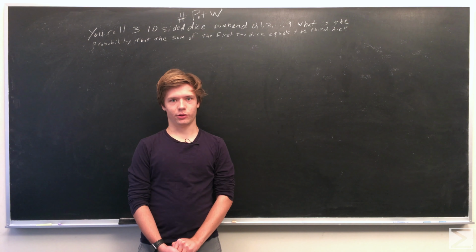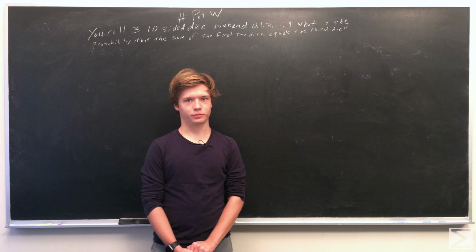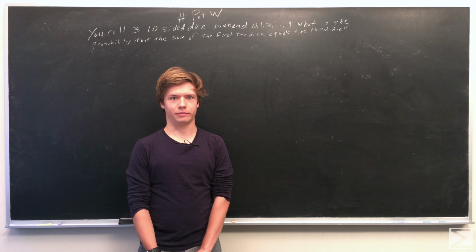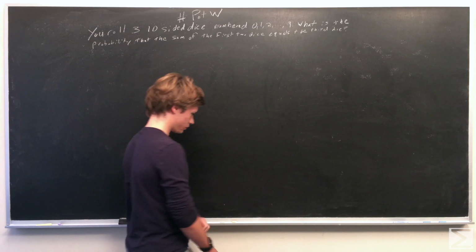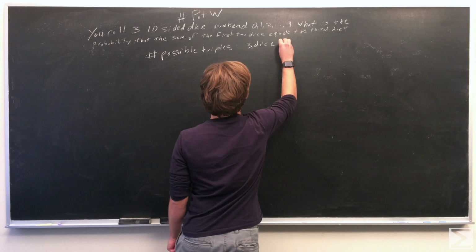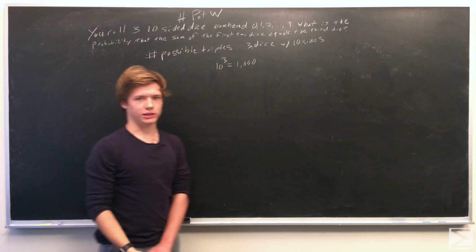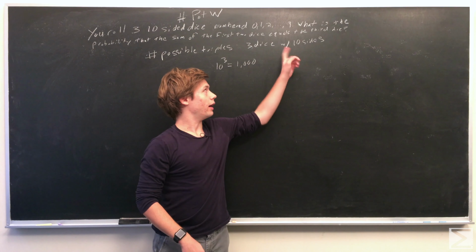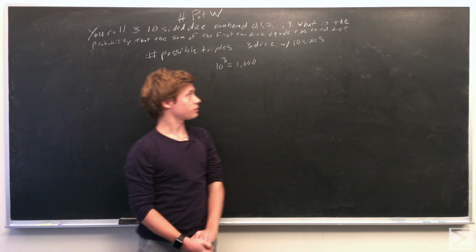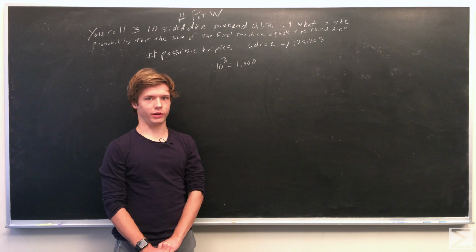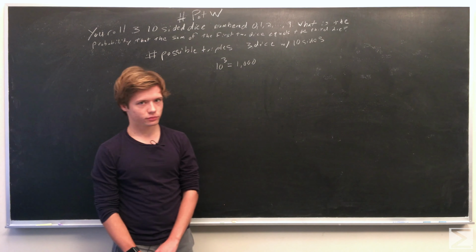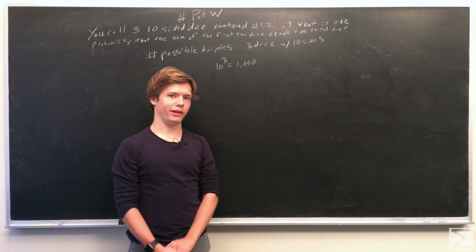So the first thing we do is figure out how many total possibilities there are when we roll the dice. We know that there are 3 different dice with 10 different sides. And so the number of possible ways we can roll the dice is equal to 10 times 10 times 10, which is equal to 1,000.